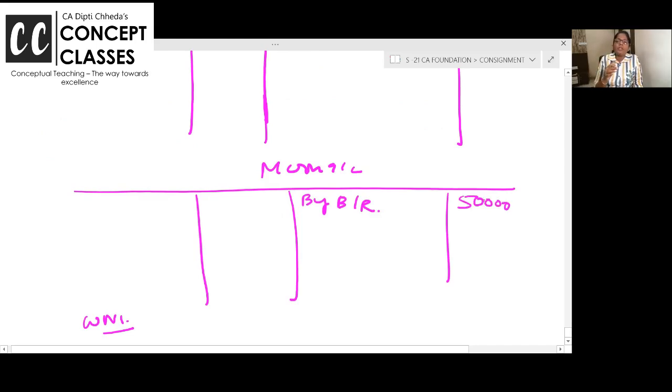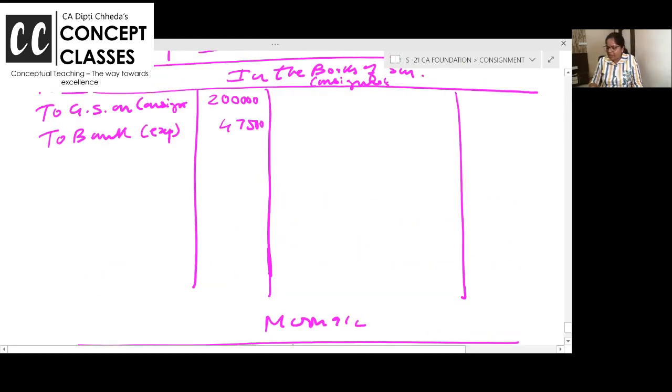Now, if we discount the bill, the journal entry is: bank account debit, discount account debit to bills receivable. It will not come here. This entry will not affect consignment account or Moon account. So leave it. Sun drew a bill on Moon for 50,000. That is done. Expenses incurred by consignee.